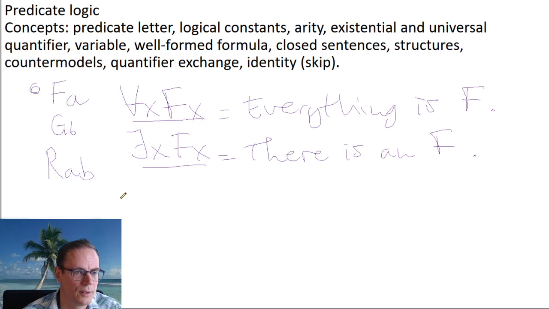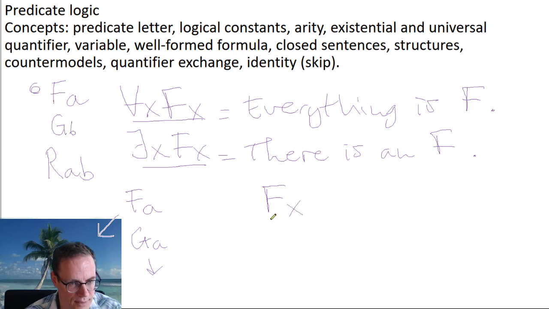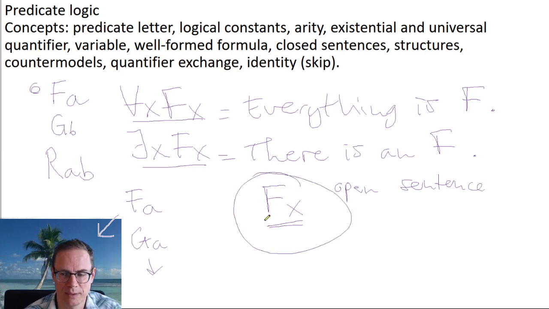Whenever you have a predicate letter like f or g, and you combine them with a logical constant, these are closed sentences. These sentences have truth values. If a has the property expressed by f, then f of a is true. But when you combine a predicate letter with a variable like this, f of x, x is not a logical constant. So this is an open sentence. It's impossible to assign a truth value to this particular sentence.